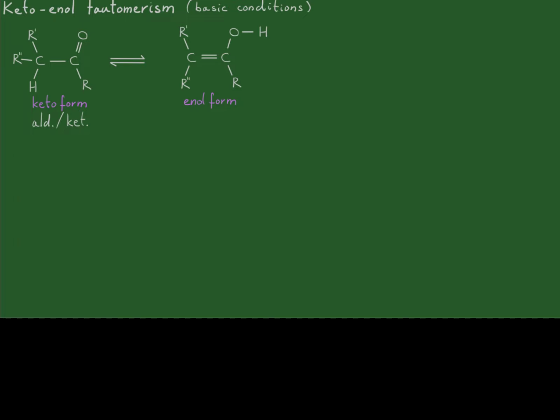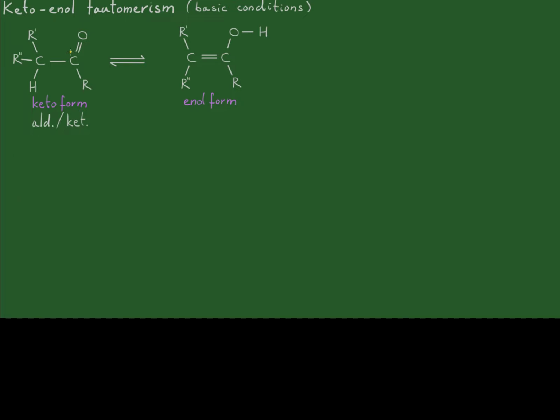Hello good people, I would like to talk about keto-enol tautomerism under basic conditions. It is a conversion of a keto form into an enol form and back again. A keto form is any aldehyde or ketone that also has an alpha hydrogen. What do I mean by that?